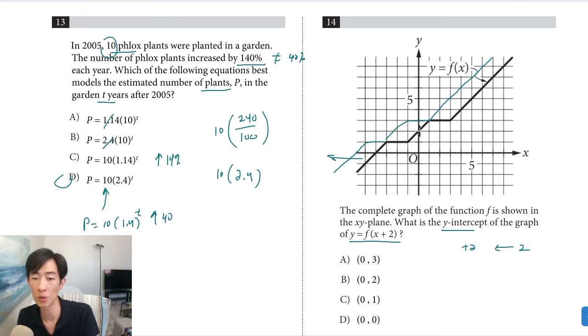So notice what happens to the y-intercept. Instead of it being 0, 2, it's going to be 0, 3. And so choice A is going to be the answer.